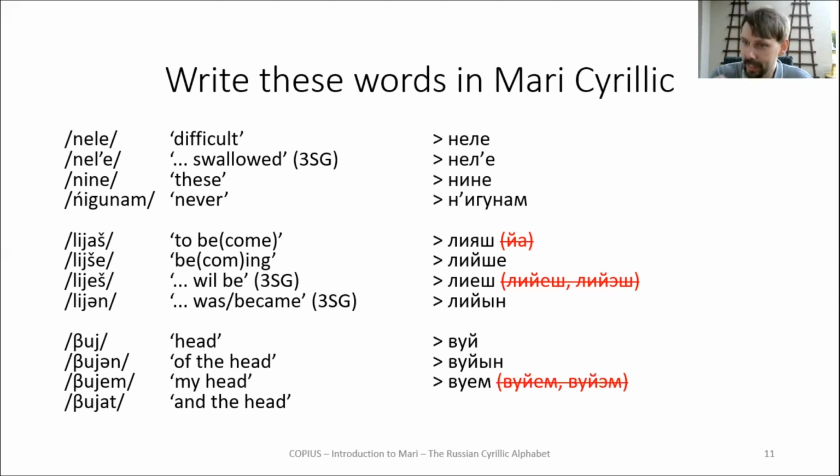And again here, the second version that you see struck through, that's how the Maris themselves did it in the 20s and 30s, but not in the modern orthography. And the last one, vuyat, also the head and the head. Again here, only 4 letters, because the choice of the letter ya already shows the y sound, and you don't need a separate letter for it.